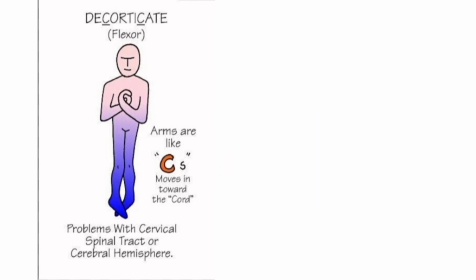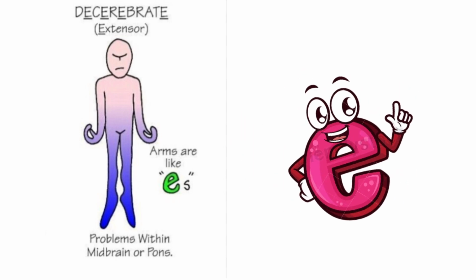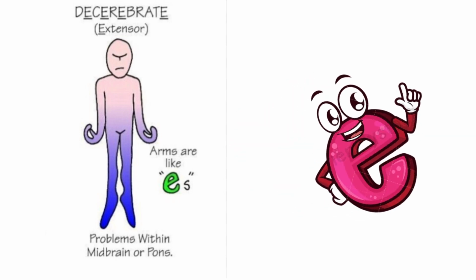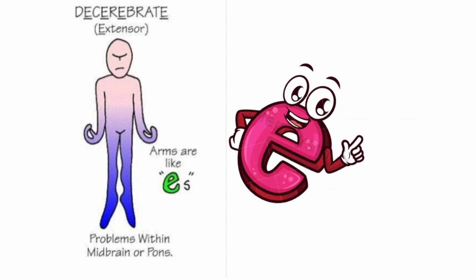Decerebrate. It looks like wrists pronated, palms facing out, legs extended and stiff, and it indicates damage to the brainstem, more than decorticate. Always remember decerebrate is extension.